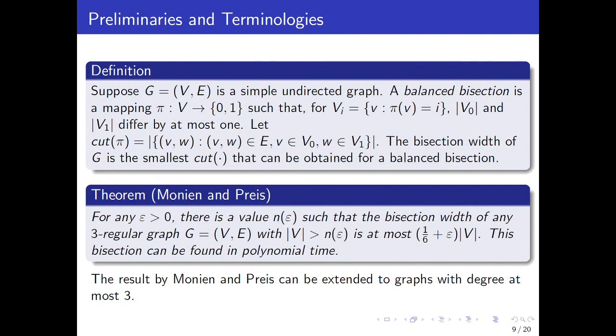So here is where we'll be using a result by Monien and Preis. For any epsilon greater than 0, there is a value n depending on epsilon such that the bisection width of any 3-regular graph G having the set of vertices greater than n of epsilon is at most 1 over 6 plus epsilon times the set of vertices. This bisection can be found in polynomial time. Also take note that the result by Monien and Preis can be extended to graphs having degree at most 3.